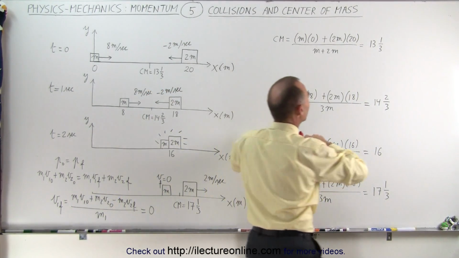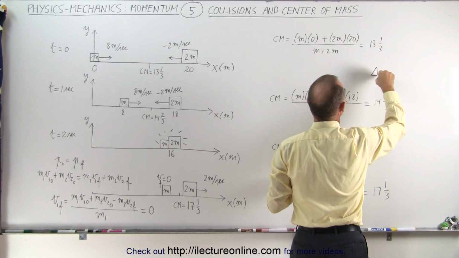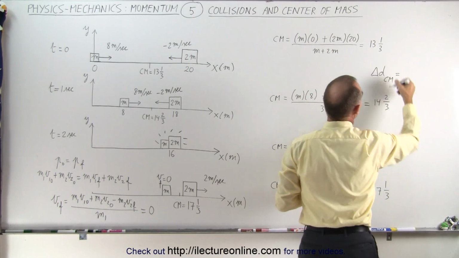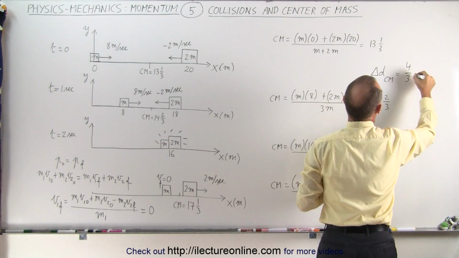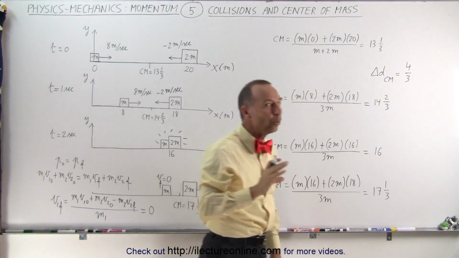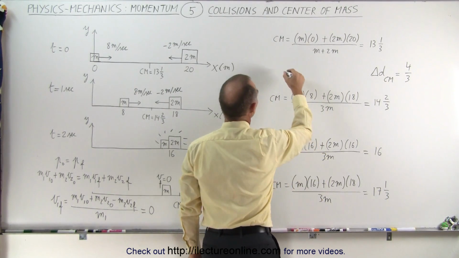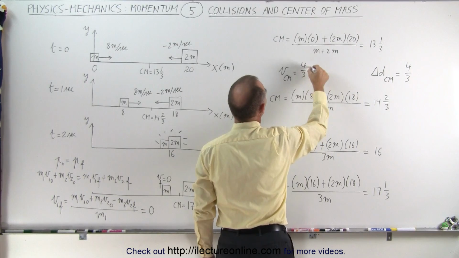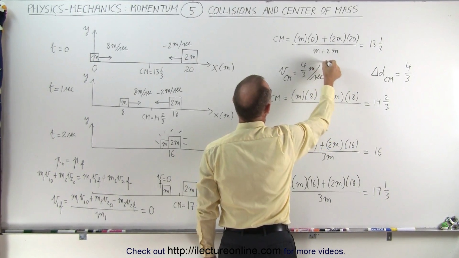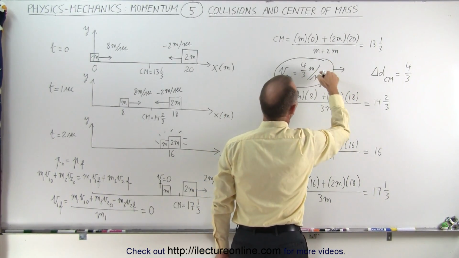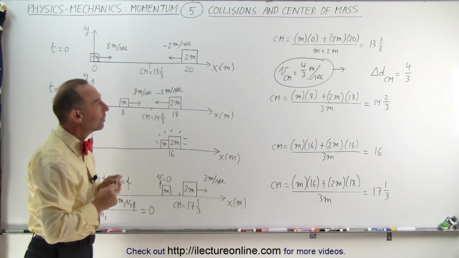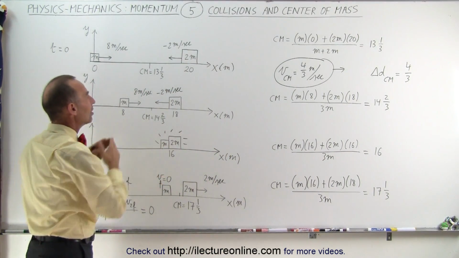In other words, the delta distance for the center of mass would be 4/3 of a meter in 1 second. In other words, the velocity of the center of mass is equal to 4/3 meters per second. It's moving to the right at a rate of 4/3 meters per second. Now, what happens to that as the collision proceeds?